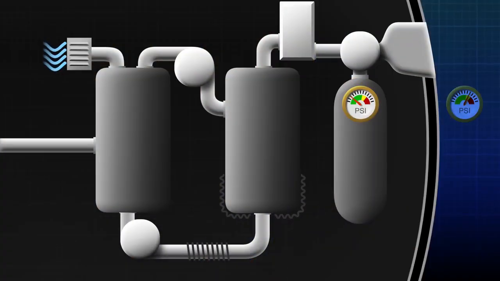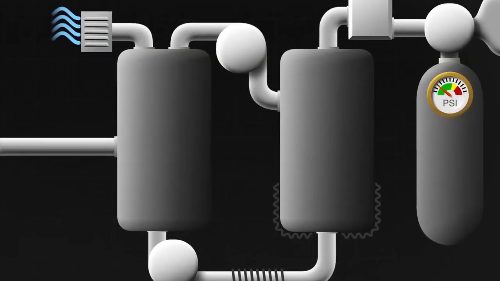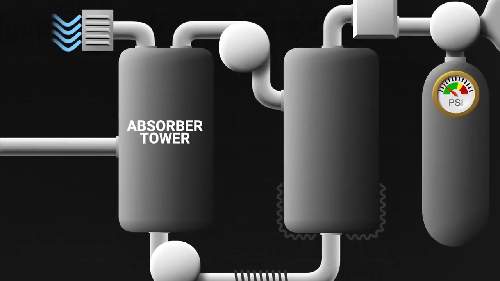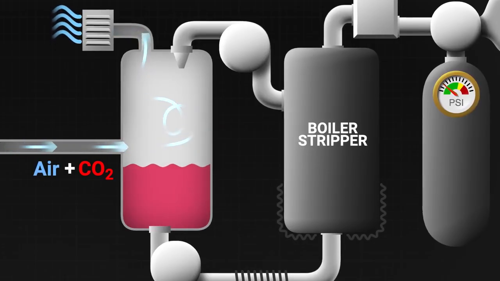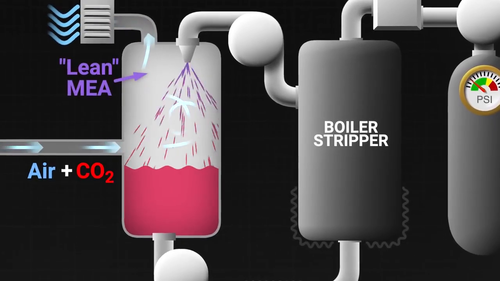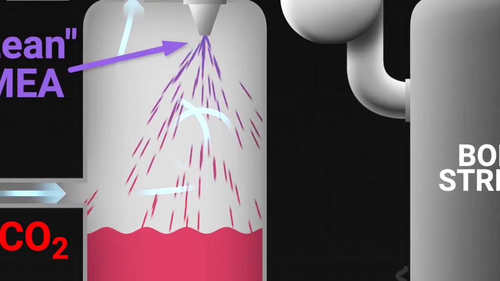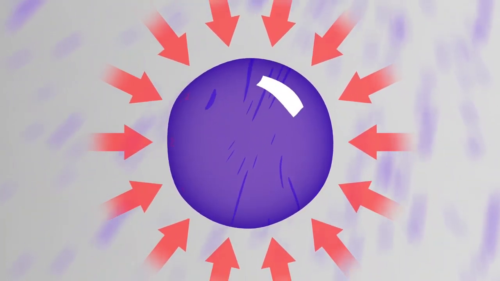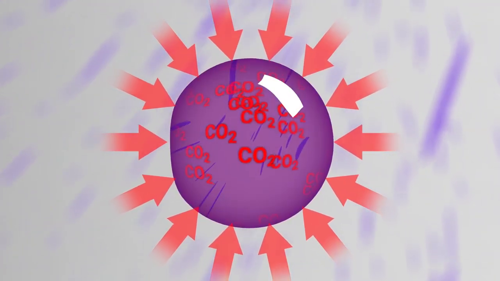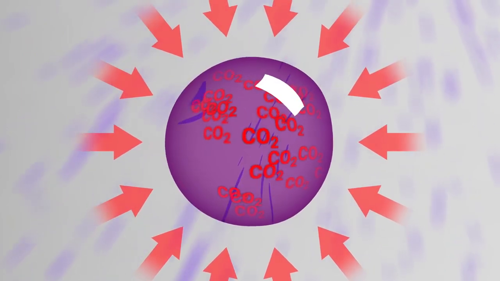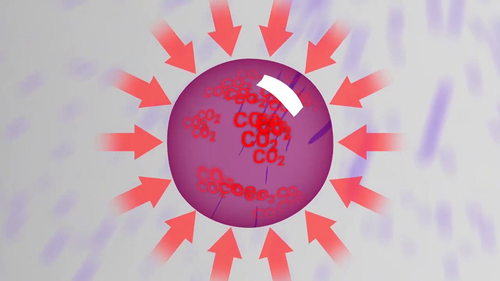I'm a visual learner, so let's take a look at this. Dow said there are 2 main components to this system. First, there's the absorber tower, and then there's the boiler stripper. First, air that has CO2 in it is blown into the absorber tower, where lean MEA is sprayed through that air. The reason it's sprayed is because that increases the surface area between the carbon dioxide in the air and the lean amine. And that maximizing of the contact area promotes the absorption of CO2 into the lean MEA.